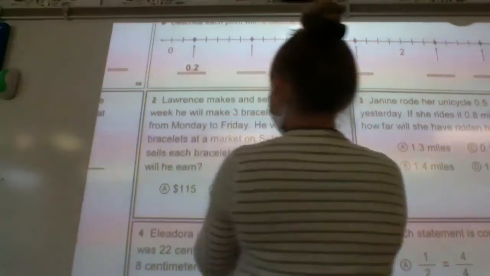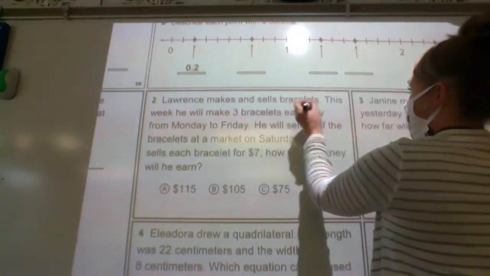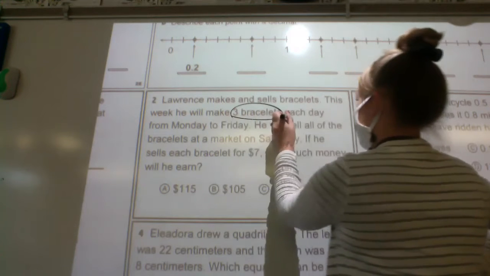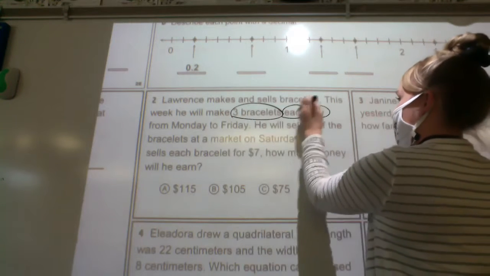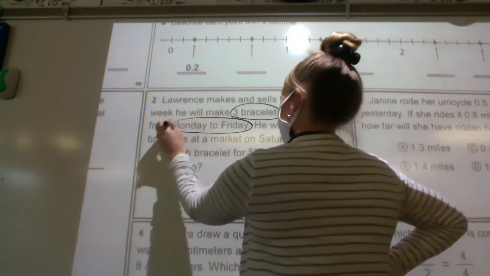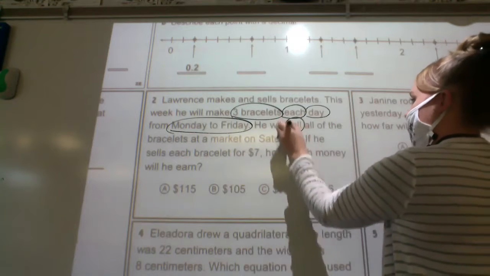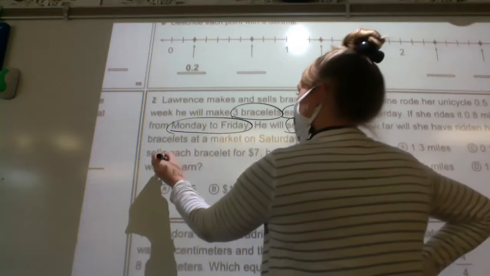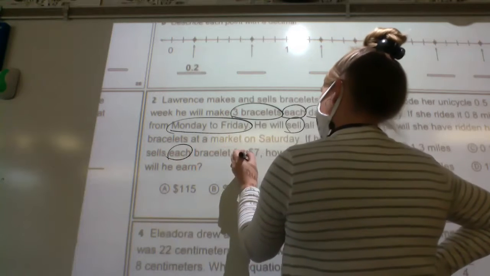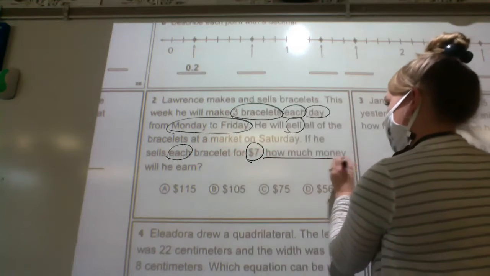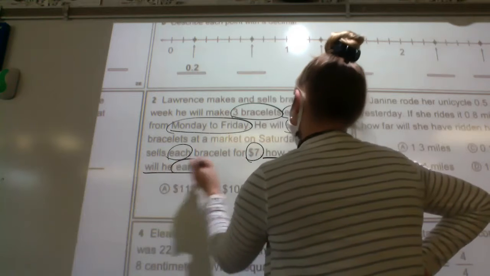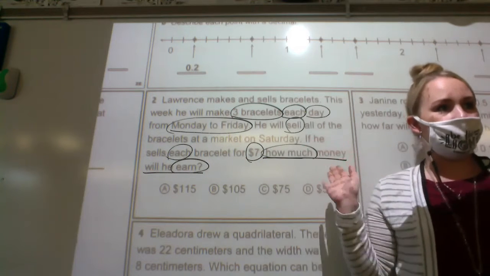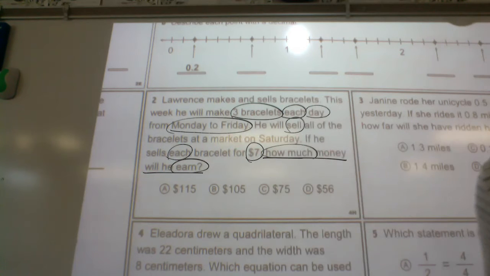This says, Lawrence makes and sells bracelets. This week, he will make 3 bracelets each day from Monday to Friday. He will sell all of the bracelets at a market on Saturday. If he sells each bracelet for $7, how much money will he earn? Okay, so now I want to go back. It's a lot of information. I want to go back and look at just one thing at a time, okay?